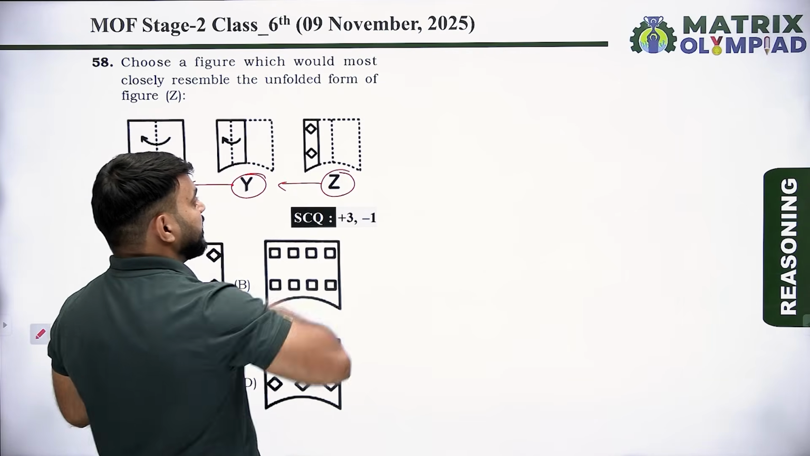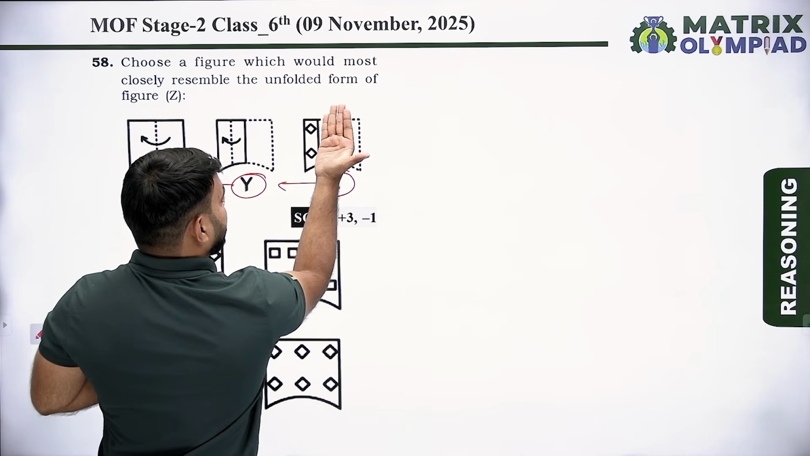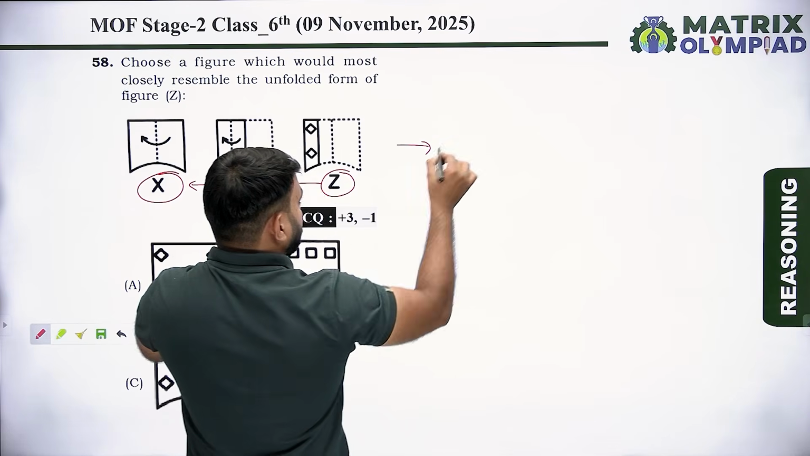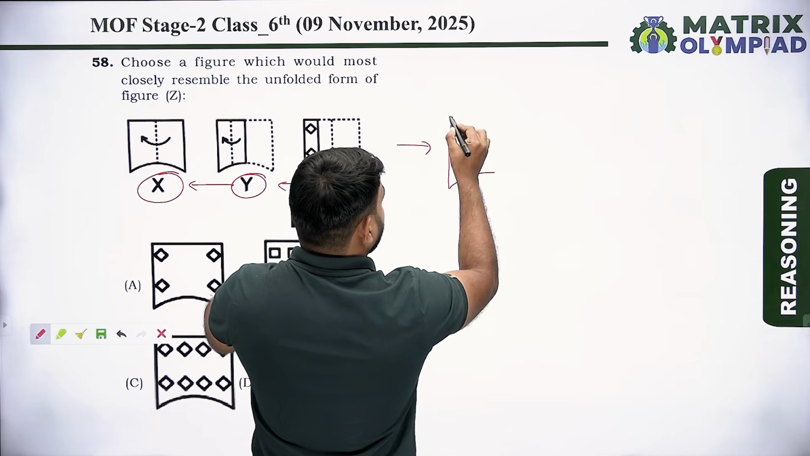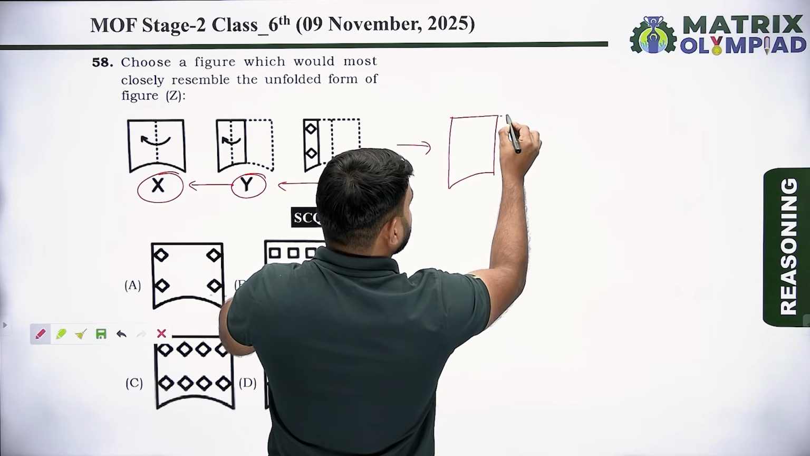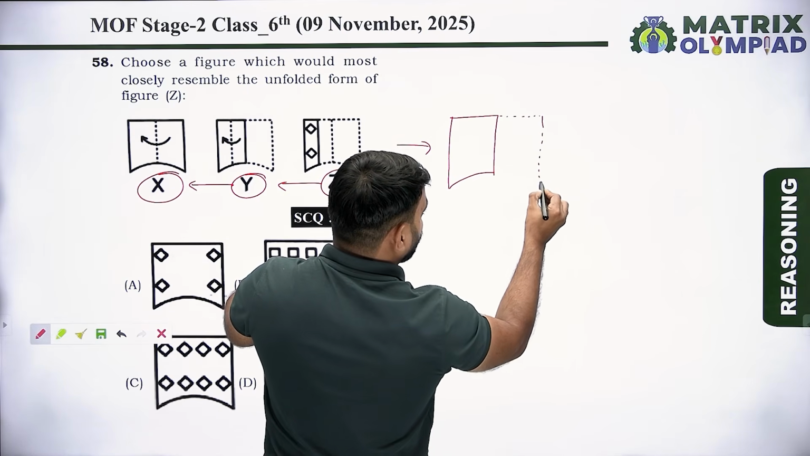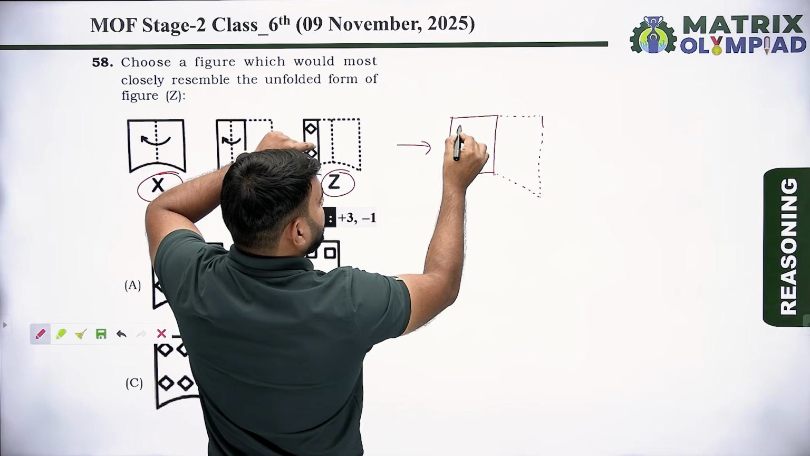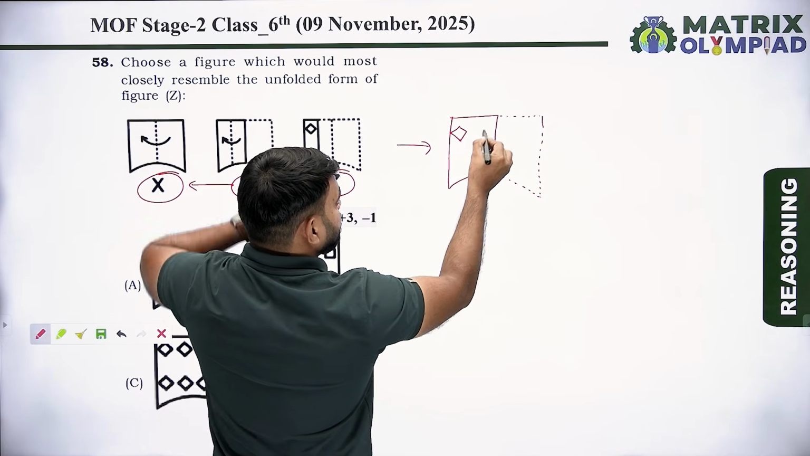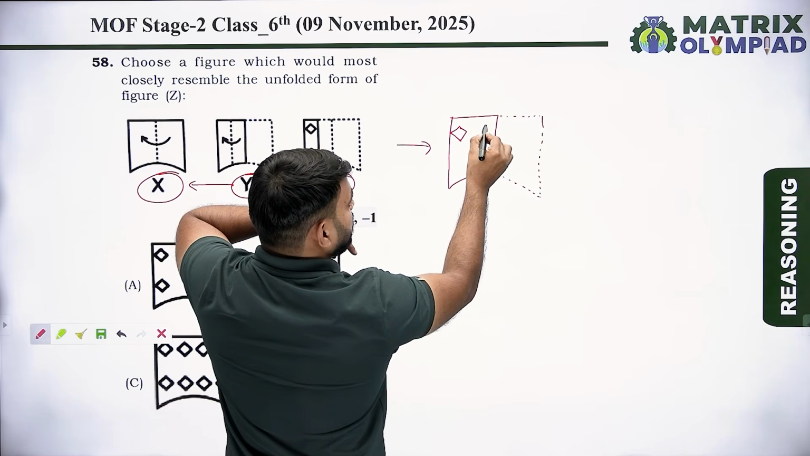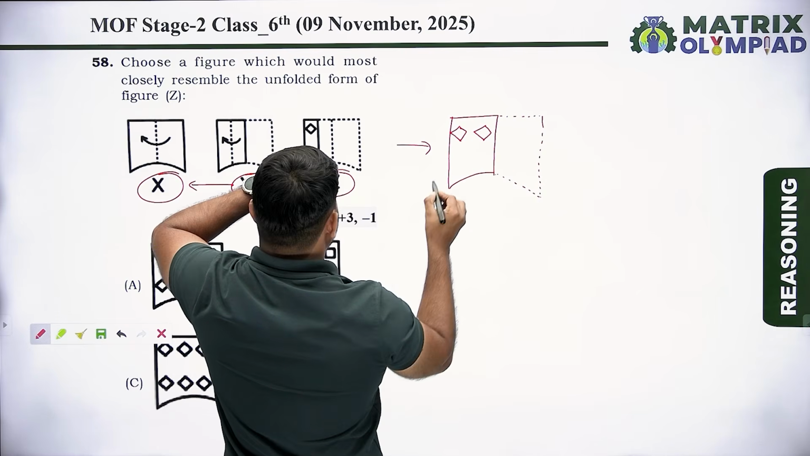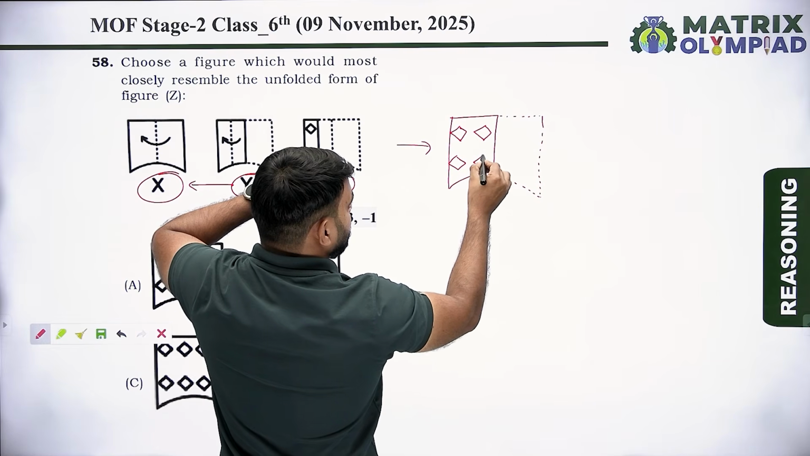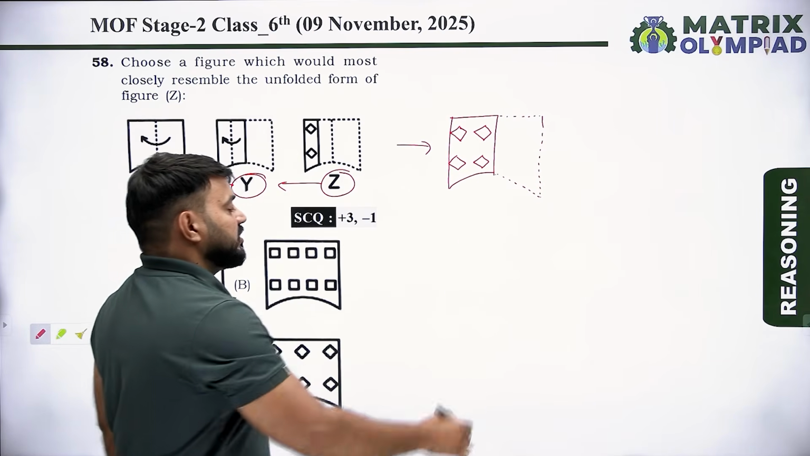So first unfold the Z. Z will be unfolded in this direction because Y has been folded in this direction. Now unfold the Z, then we get an image something like this, and the dotted line shows the folded part. And now find the mirror image of this part. So the mirror image of this part will look something like this, and the mirror image of this part will look something like this. This is the figure Y.